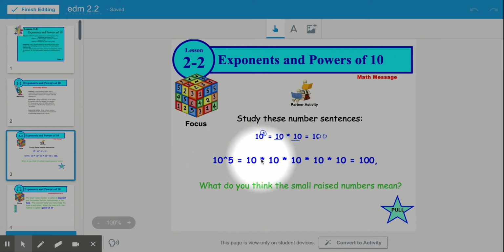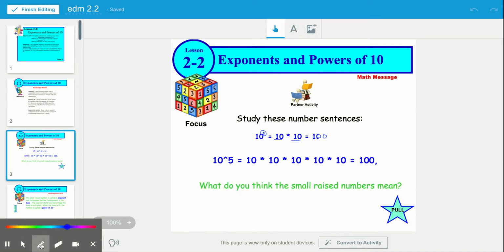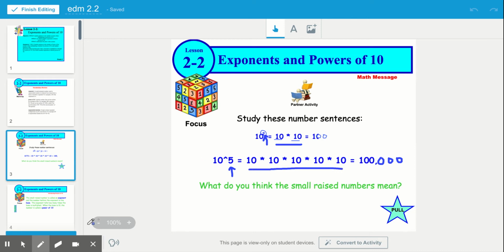Well, we see we've got 10 times 10 times 10 times 10 times 10. And again, this cut off, we should have 5 zeros there. So let's go ahead and write those in for you. So we see that 10 to the fifth power is 10 times 10 times 10 times 10 times 10 equals 100,000. So again, right now, let's just look at these little raised numbers and looking at what we have in the number sentences themselves.